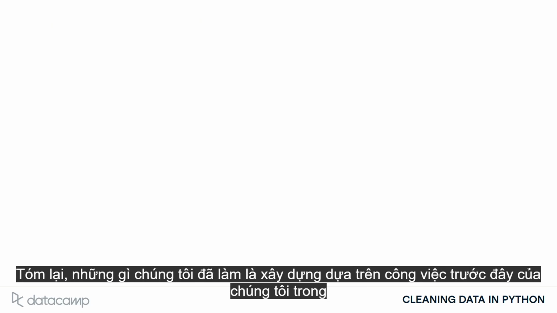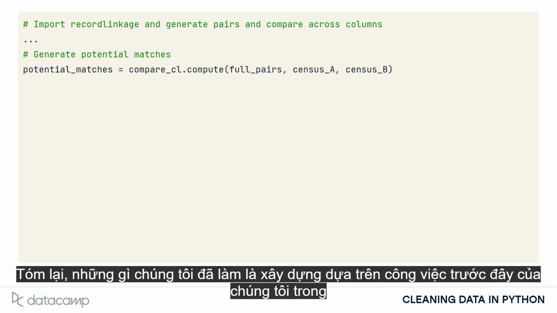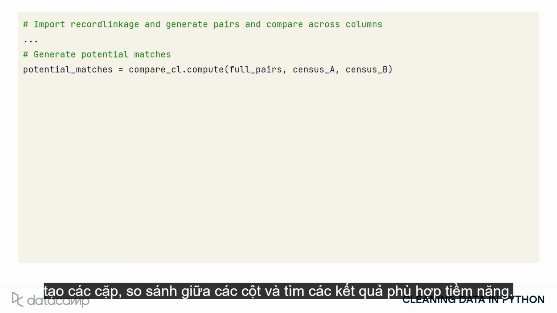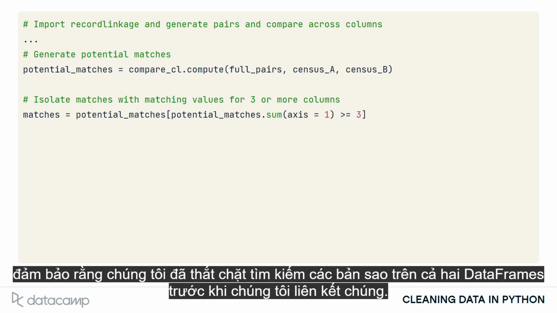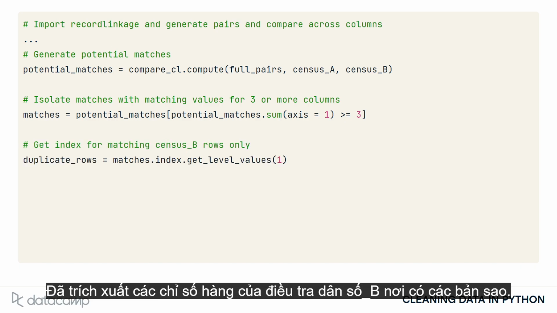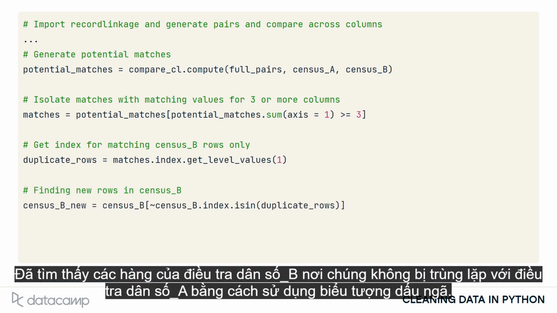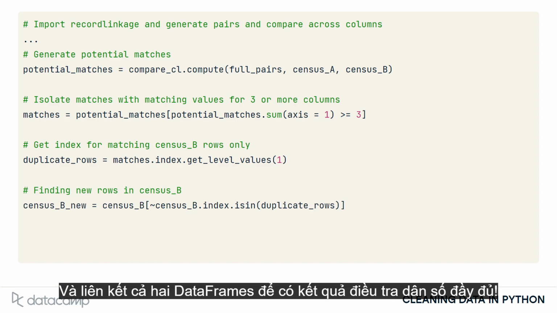To recap, what we did was build on top of our previous work in generating pairs, comparing across columns, and finding potential matches. We then isolated all possible matches where there are matches across 3 columns or more, ensuring we tightened our search for duplicates across both data frames before we linked them. We then extracted the row indices of census B where there are duplicates and found rows of census B where they are not duplicated with census A by using the tilde symbol. And then we linked both data frames for full census results.